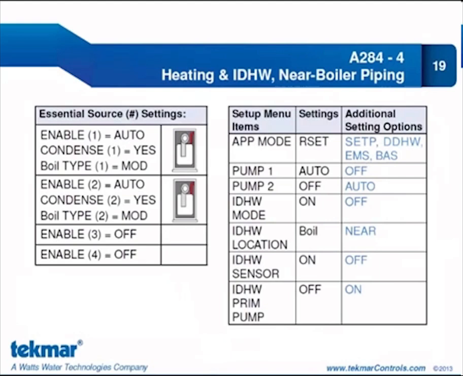Are we doing indirect domestic hot water? Yes, we are. Turn the mode on. Where is it located? On the boiler system side, so we select boil. Are we using an indirect domestic hot water sensor? In this case, yes we are, so we turn that on. And do we need the primary pump to operate when we're doing indirect domestic hot water? No, we don't, because it's piped in parallel, so we turn that off.